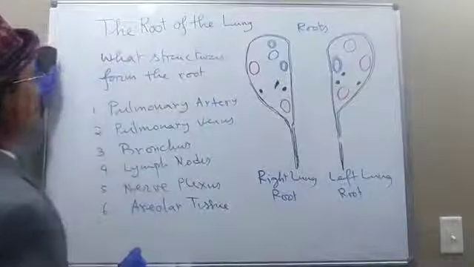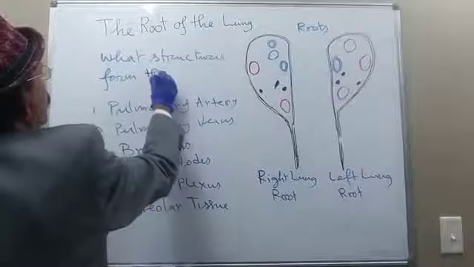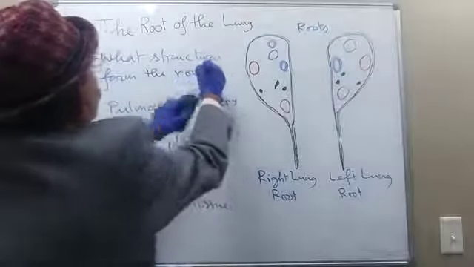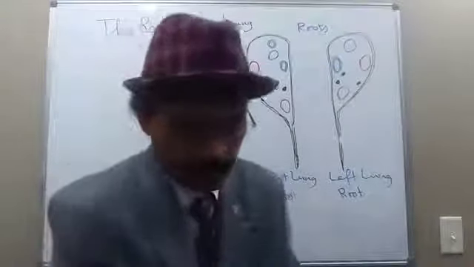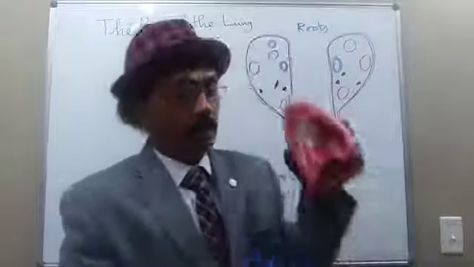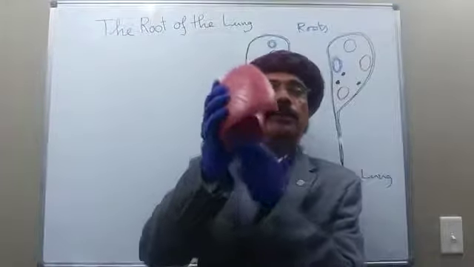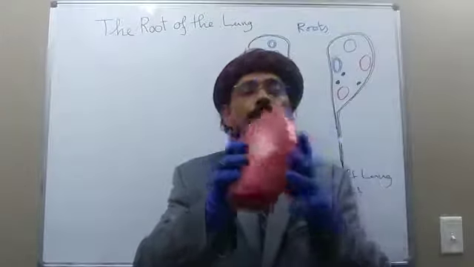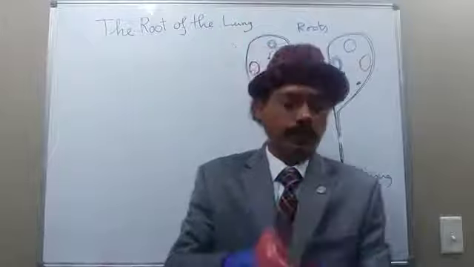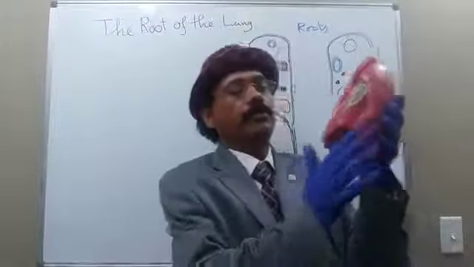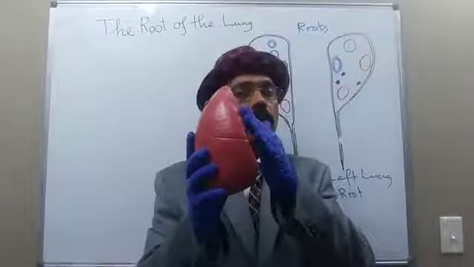We got the structures forming the root. Now we arrange the structures in the left lung and right lung. This is the model of the left lung, this is the model of the right lung. This is our anterior border, inferior border, base of the right lung, apex. We also have fissure markings on the right lung, the oblique fissure and the horizontal fissure. The posterior border is blunt in both lungs, and the anterior border is sharp.